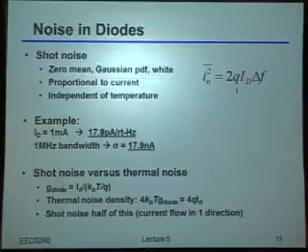By the way, who's actually heard of shot noise before? Oh, okay. So in that case, you guys should all know the answer. So what's shot noise actually associated with?